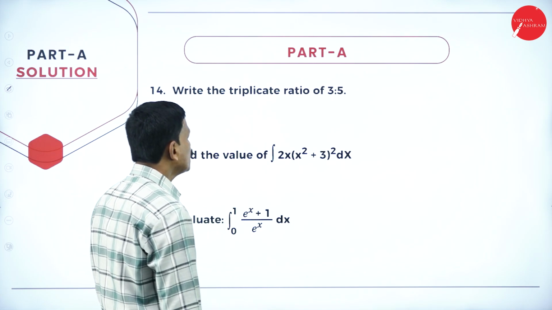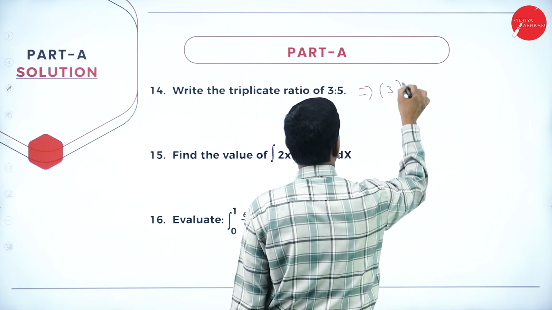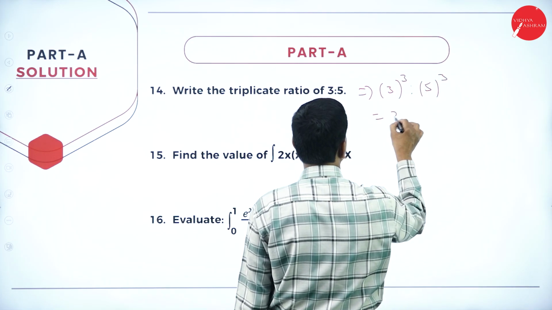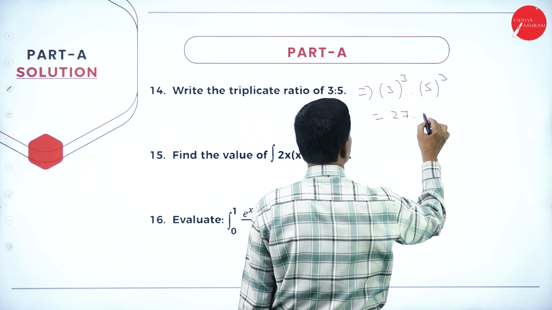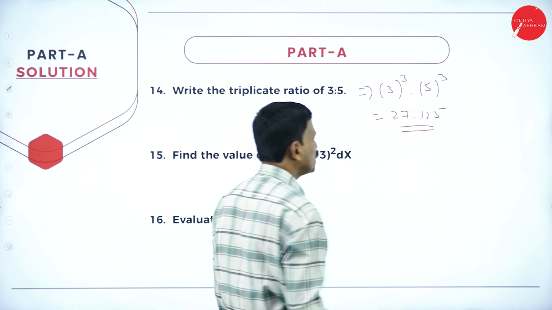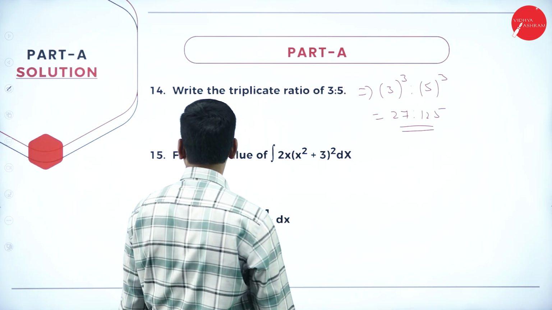Write the triplicate ratio. The triplicate ratio of this is 3 cube is to 5 cube. So 3 cube: 3 3s are 9, 3 9s are 27. 5 cube: 5 5s are 25, into 5 is 125. The triplicate ratio is 27 is to 125. Okay. Now move on to the next problem.